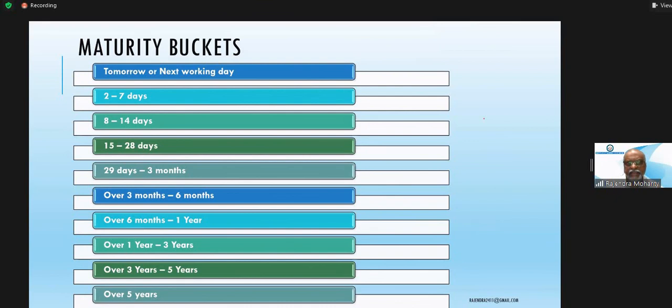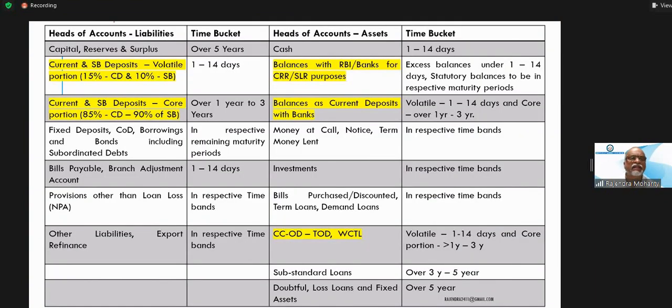Now we'll see what types of assets and liabilities are to be placed under which bucket. RBI has its guideline. So RBI says that capital, reserve and surplus are to be placed in the over 5-year bucket. So the last bucket it will be placed. Okay. So capital, reserve and surplus are to be placed under over 5 years.